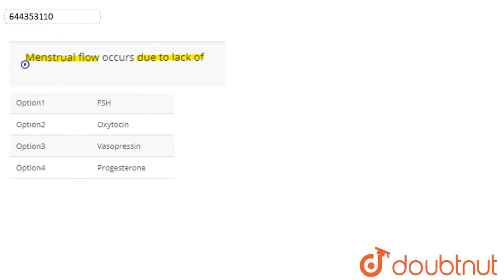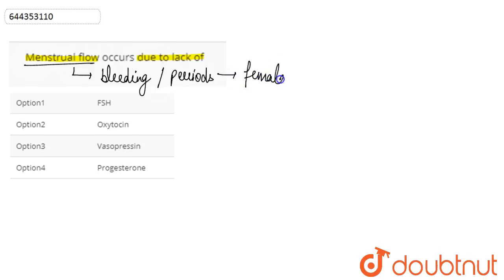In this question, we are asked that the menstrual flow occurs due to lack of what. So basically, menstrual flow is the vaginal bleeding, or we can say the periods that basically occur in females after every 28 days. It's the menstrual cycle, and this happens when fertilization is absent. So when the fertilization of ovum and sperm does not occur, then the menstrual flow or the periods or the vaginal bleeding occurs.